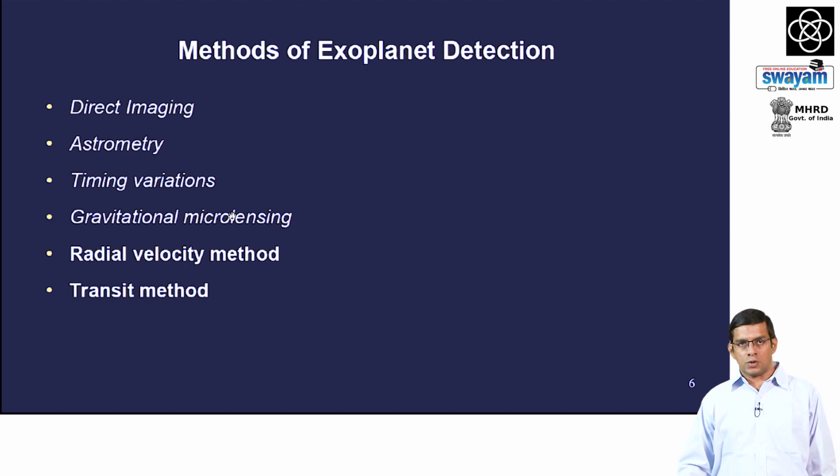Next comes one of the most successful methods, that is the radial velocity method. This uses the fact that a star and a planet, as they go around the common barycenter, the star wobbles or moves a bit around the barycenter, and this wobble can be detected by looking at the spectral lines of the star. The other method, which is currently the most successful, is the so-called transit method, where a planet passes in front of a star and causes a minor dip in its luminosity. We shall be mainly talking about these last two major methods in this lecture, but first we shall briefly talk about these first four methods.